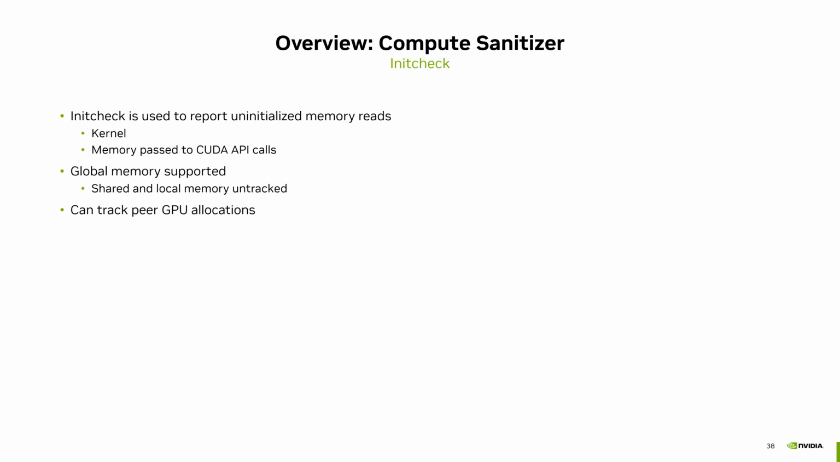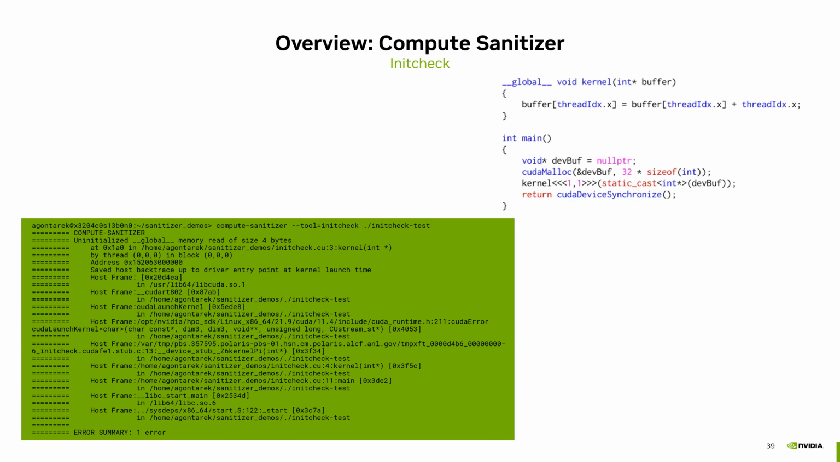The next tool is initcheck. initcheck is used to report uninitialized memory reads. These could be uninitialized memory reads involving the kernel, or it could be from memory you've passed to CUDA API calls. We only track global memory in this case, so we don't have support for tracking shared or local memory. But you can also track peer GPU allocation. So if you have an allocation that occurred on a peer and then passed to a different peer, we can detect uninitialized memory reads. So here's a simple example on the upper right.